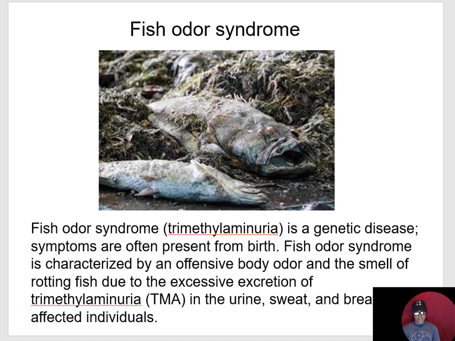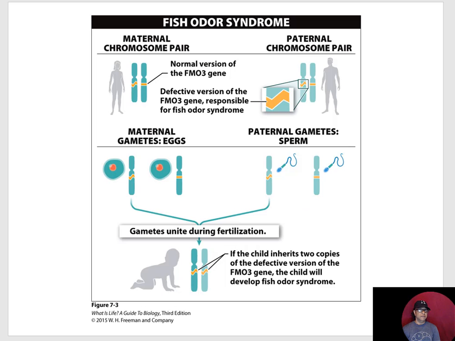And fish odor syndrome is characterized by this offensive body odor. It's offensive to the human. Offensive body odor and the smell of rotting fish due to excessive excretion of trimethylamine, TMA. And it's excreted in the urine, the sweat, and the breath of affected individuals. Well, as you can imagine, this would be very difficult to go through life with that, right? But let's take a look at how that happens.